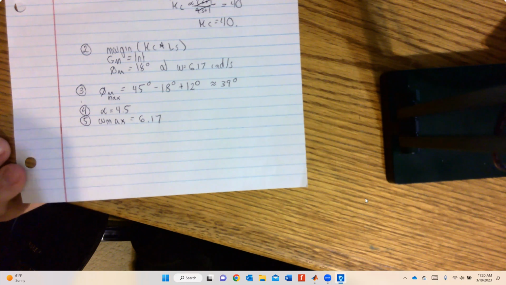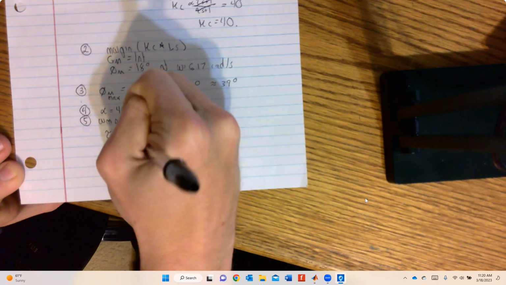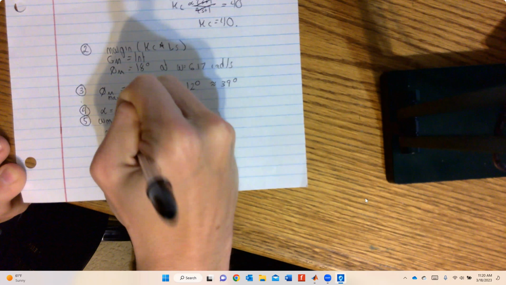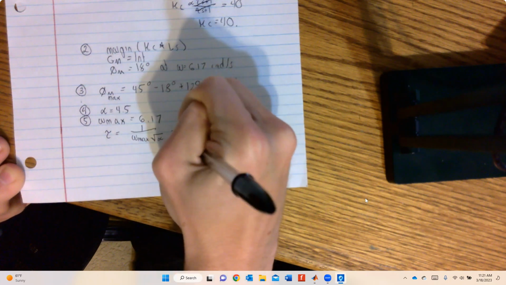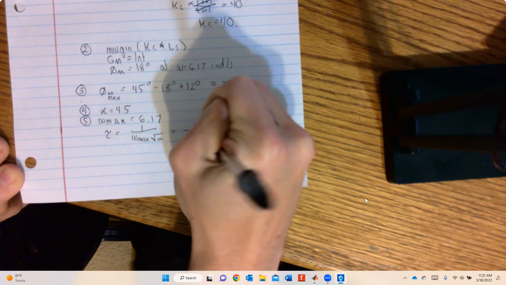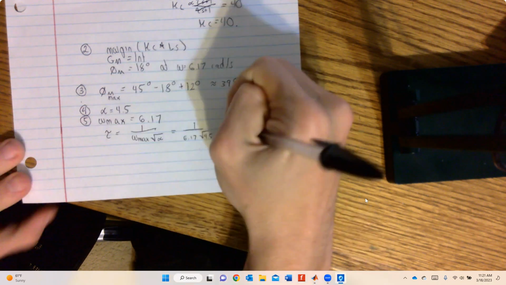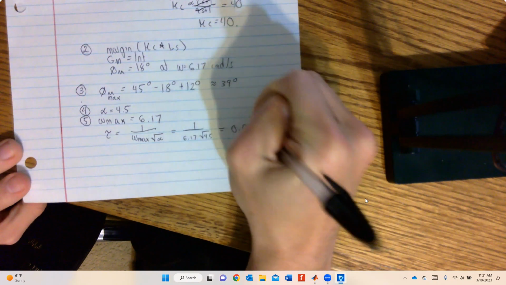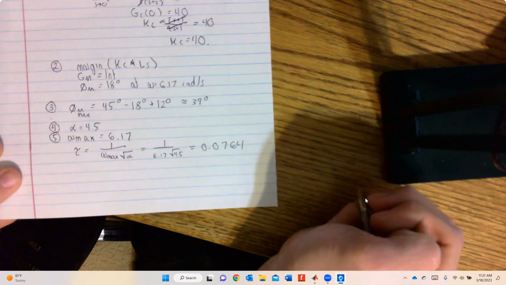And so, knowing that our tau is equal to 1 over omega max square root of alpha, that's going to equal 1 divided by 6.17 square root of 4.5. You're going to get that this is equal to 0.0764 for your tau.